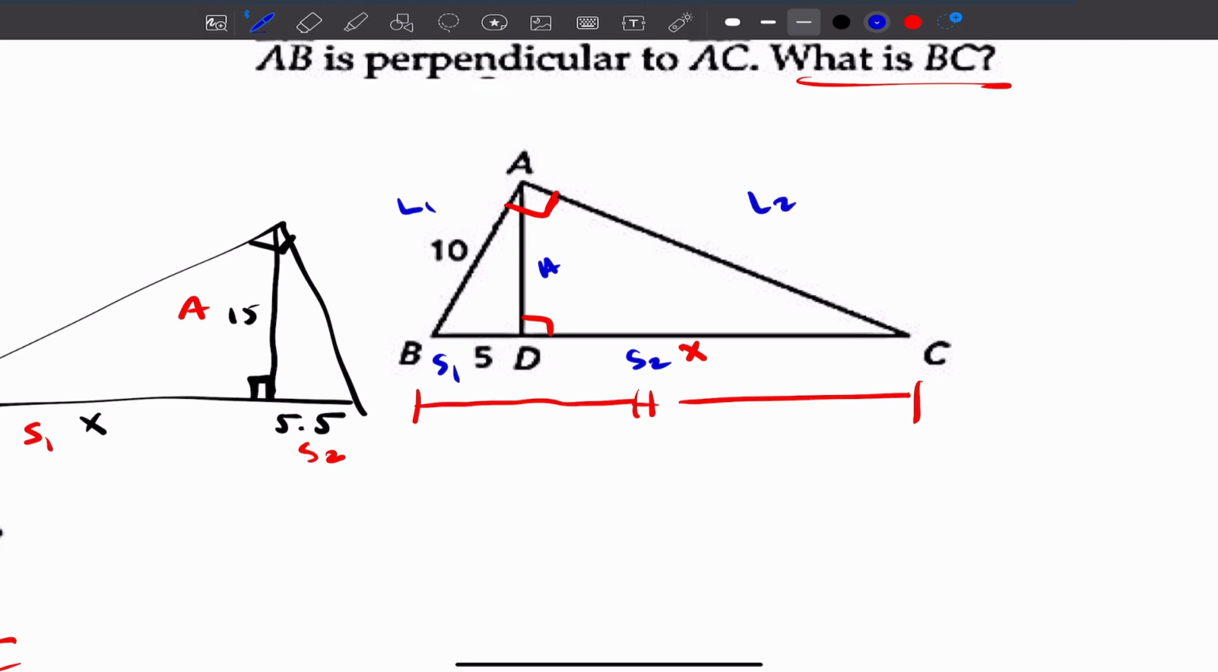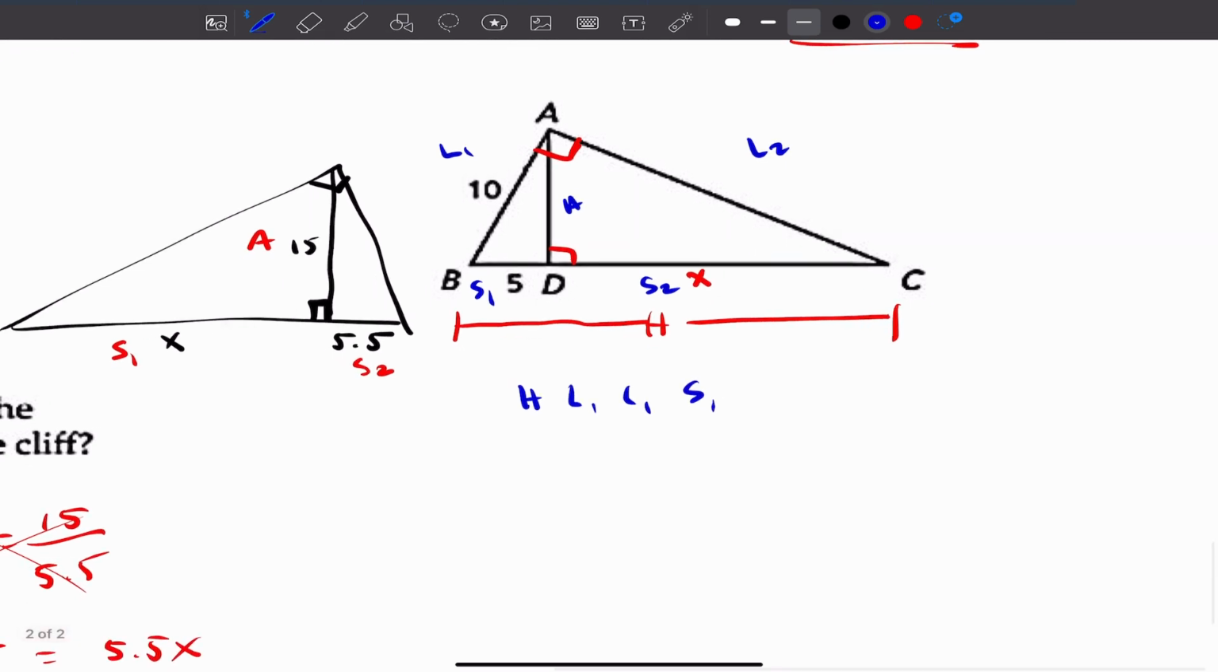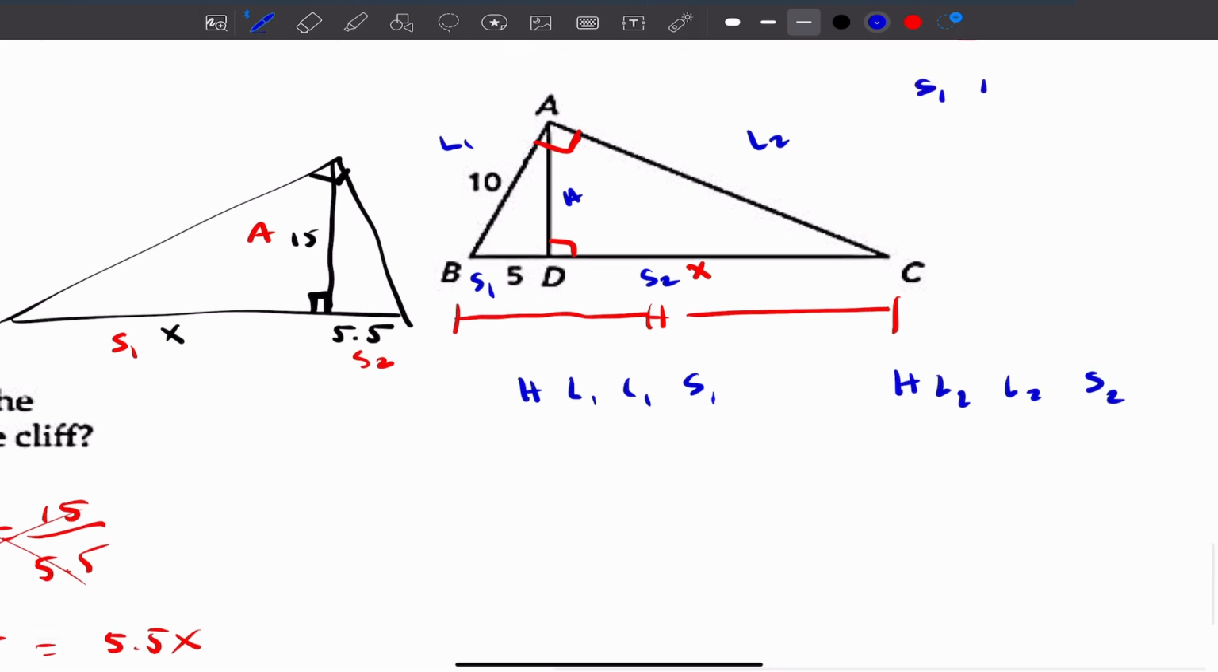So what should I do now? I'm gonna write HL1, L1, S1. I'll put HL2, L2, S2, and then segment 1, altitude, altitude, segment 2. So the hypotenuse is 5 plus X, right? Because part plus part equals whole, so 5 plus X. Leg 1 is 10, and then segment 1 is 5.